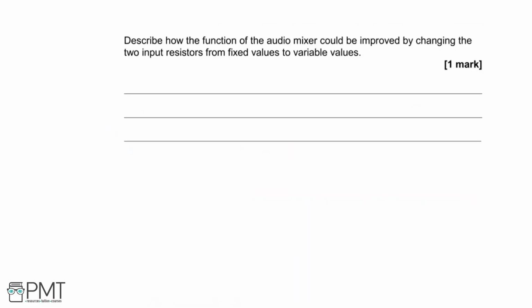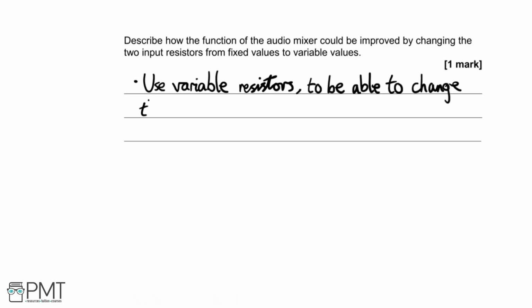Describe how the function of the audio mixer could be improved by changing the 2 input resistors from fixed values to variable values. Now, the solution to this would be to use variable resistors. Now, saying this alone would not get you the mark, you need to explain why. And the answer here is that you can change the balance between the 2 signals, but on a continuous scale.